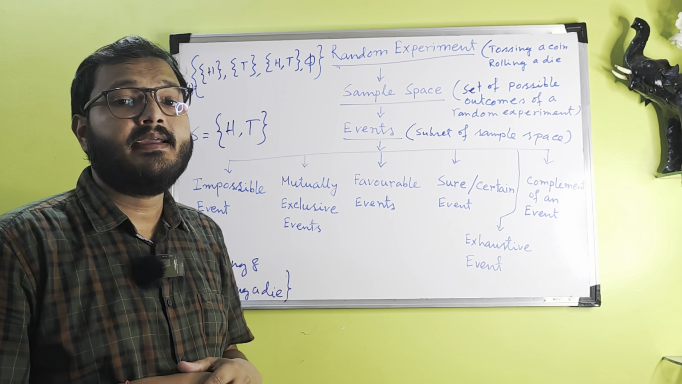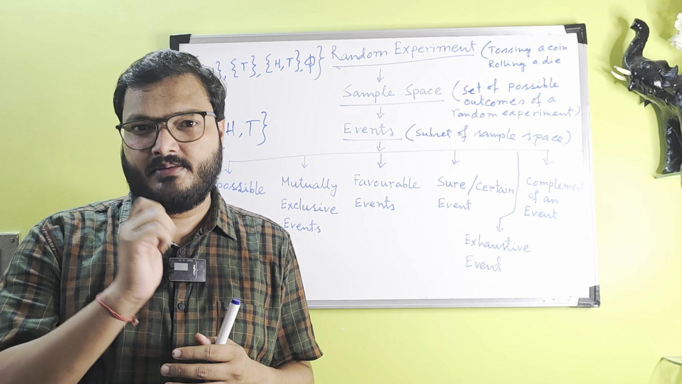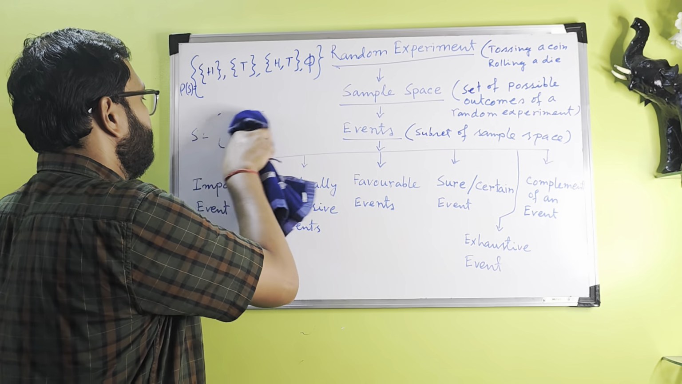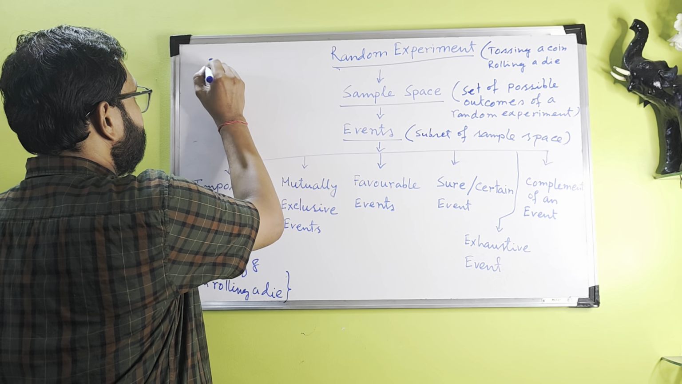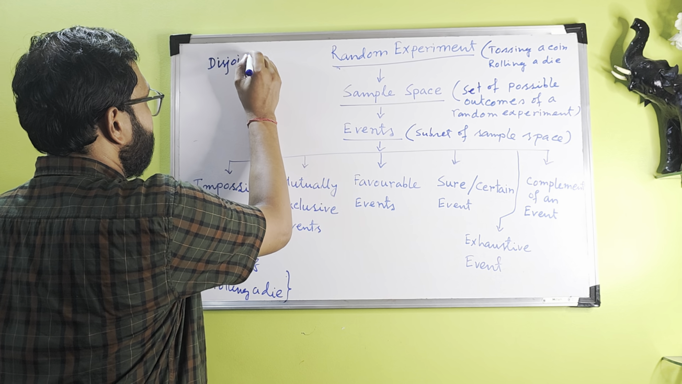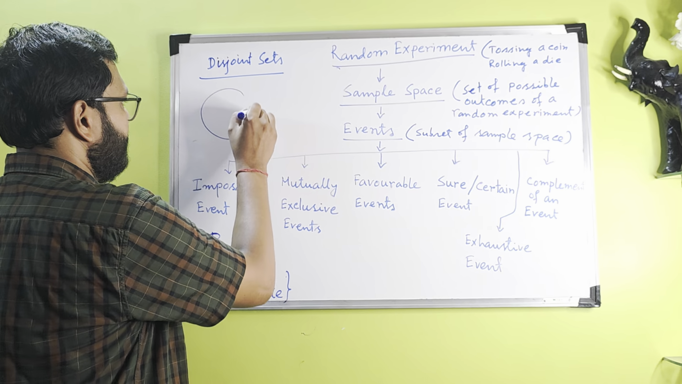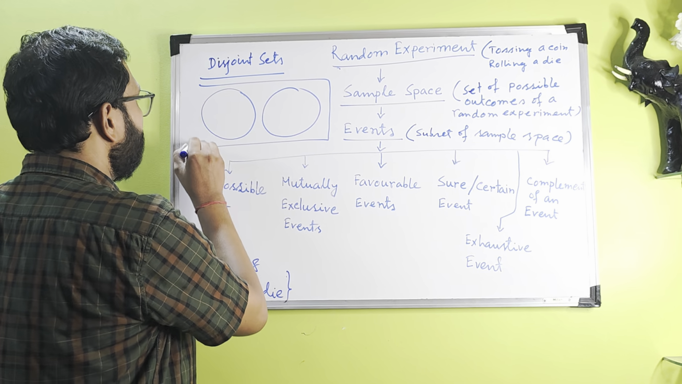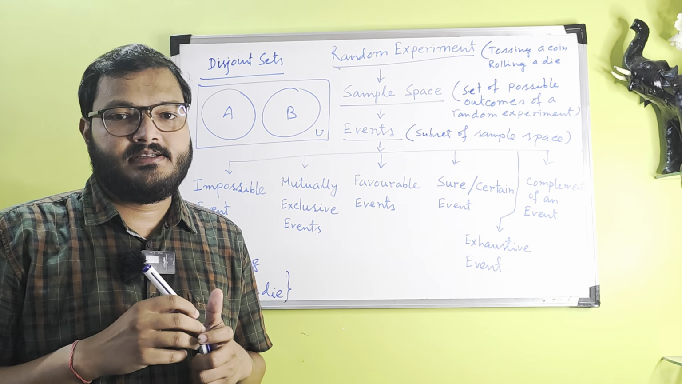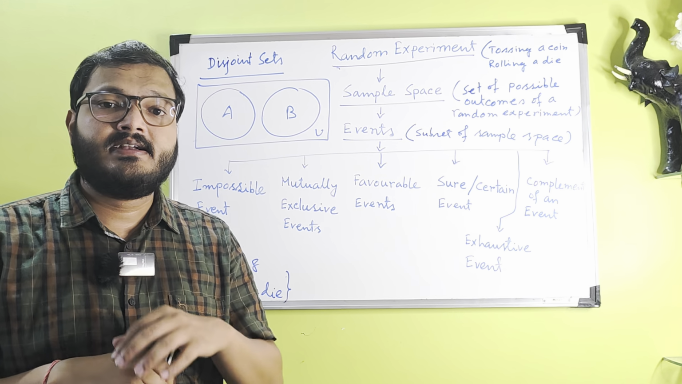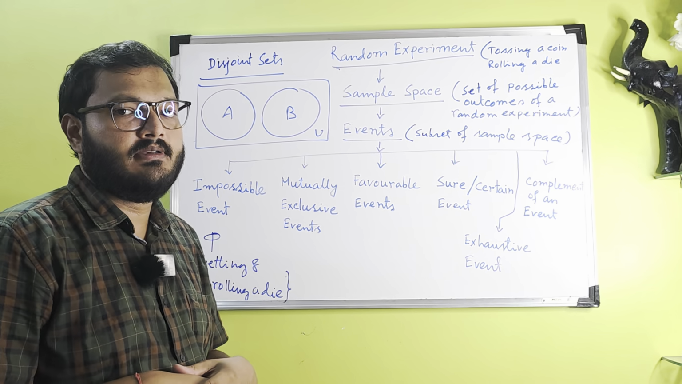Now come to mutually exclusive event. To understand mutually exclusive events, you have to have some knowledge about sets. What are disjoint sets? Disjoint sets means, look at this set A and this set B, they don't have any common element. So they are disjoint sets. And since they are disjoint sets, in probability they define mutually exclusive events.